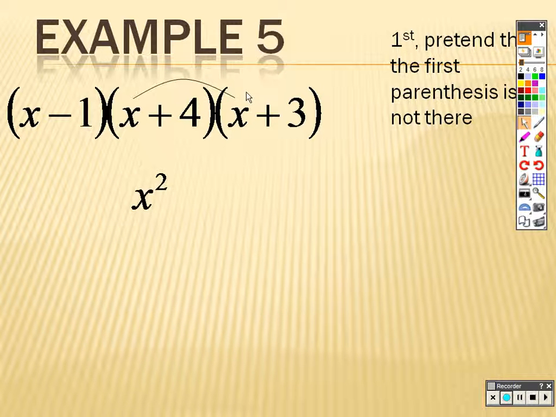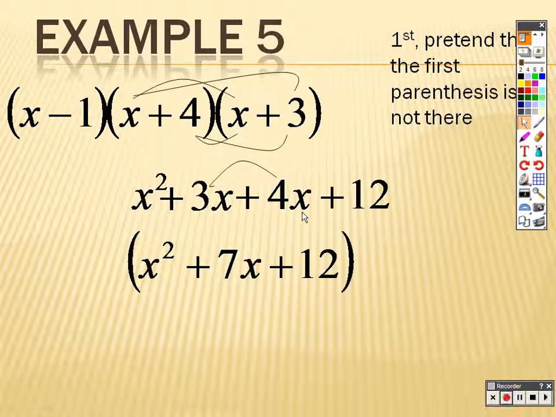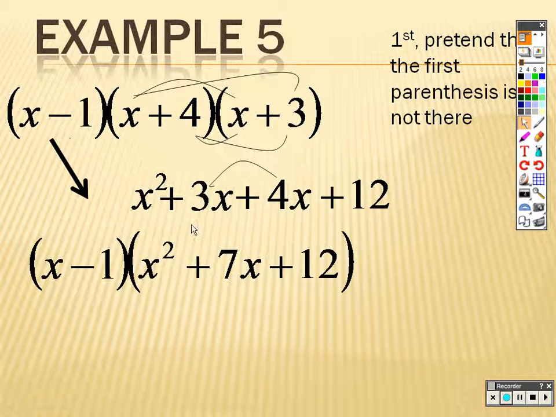X times x is x squared. X times 3 is positive 3x. 4 times x is positive 4x. 4 times 3 is 12. So we combine our like terms, and the only like terms I see are the x's, right? A 3x and a 4x. So that's 7x. Now, can't forget about this x minus 1. I have to bring that down. So there it is. I bring that down so that we can utilize that.